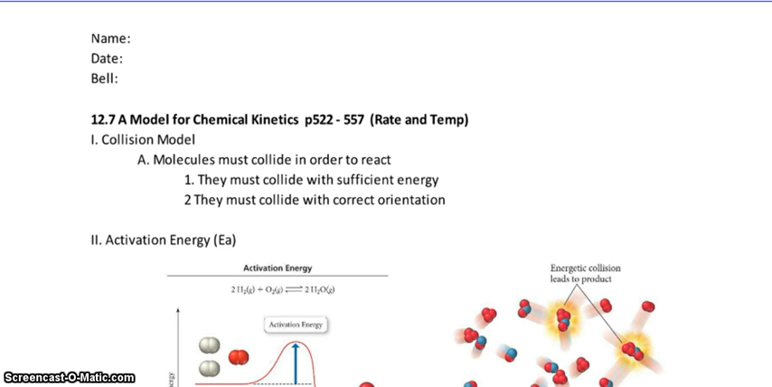Well, molecules must collide. Obviously they're moving, aren't they? They must collide in order to react. So two conditions have to be met. They must collide with sufficient energy, and they must collide with correct orientation. And what exactly does that mean?